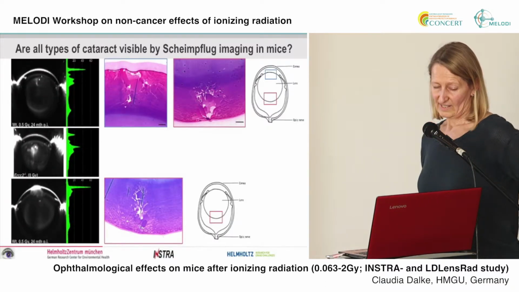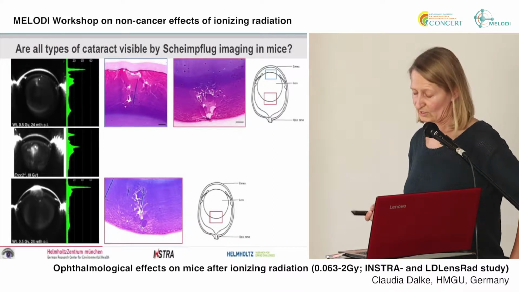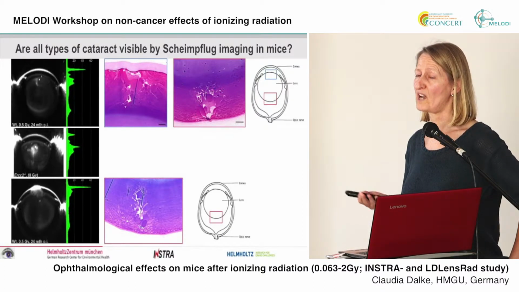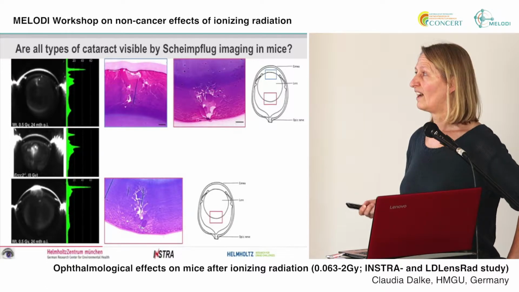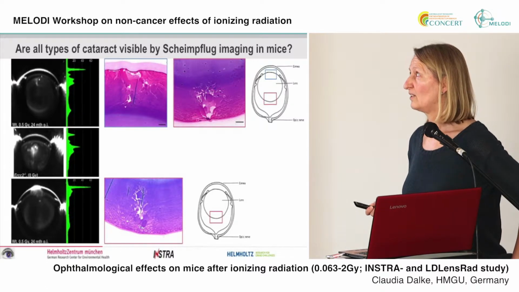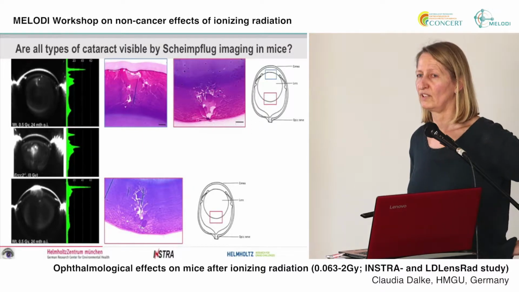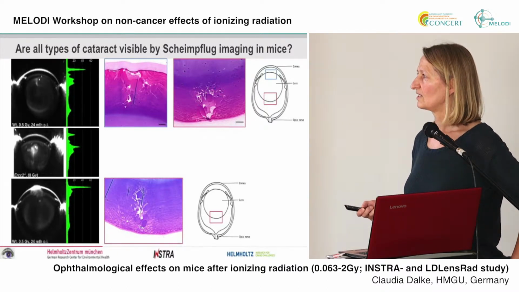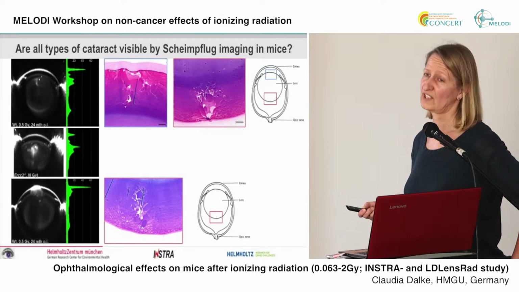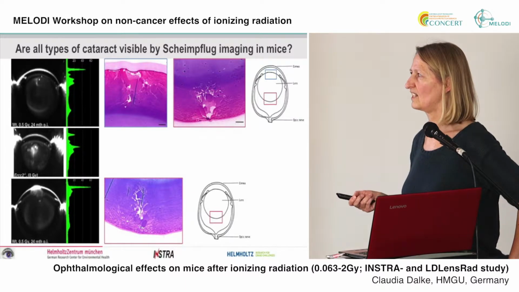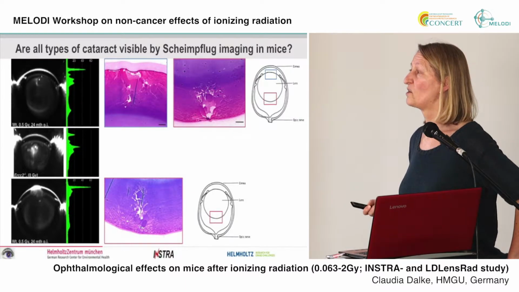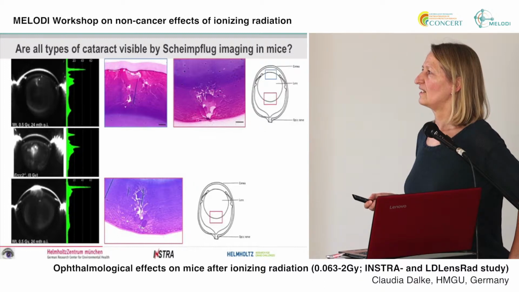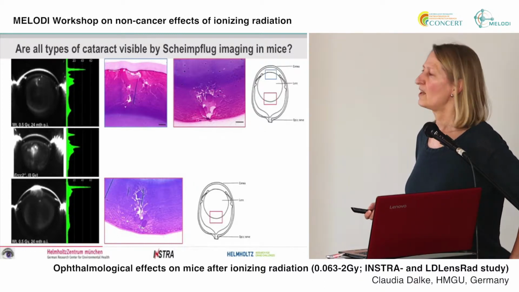So we were not quite sure if we really could see posterior subcapsular cataracts in mice, because mice have a much bigger lens compared to the human lens. And that's another thing we wanted to check, if Scheimpflug imaging is really suitable for mice. So these are some example pictures. This is an ERCC2 homozygous mouse. In a homozygous state, ERCC2 mice really get cataracts, but not in the heterozygous state. Then these mice are healthy. And this is a 0.5 gray irradiated mouse, 24 months after irradiation.